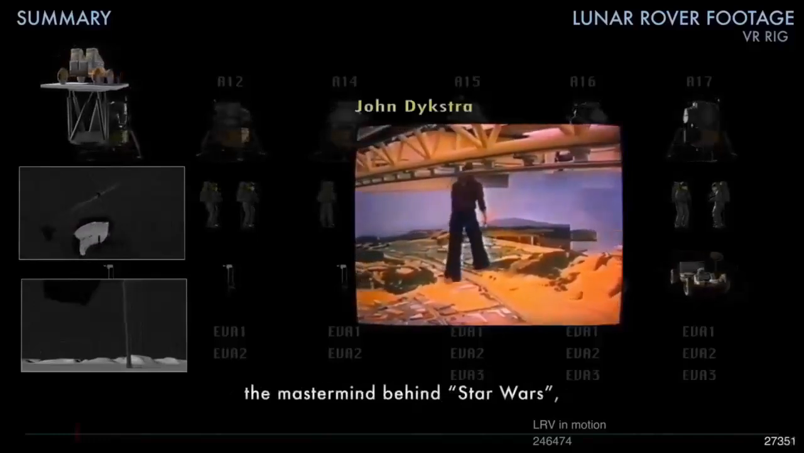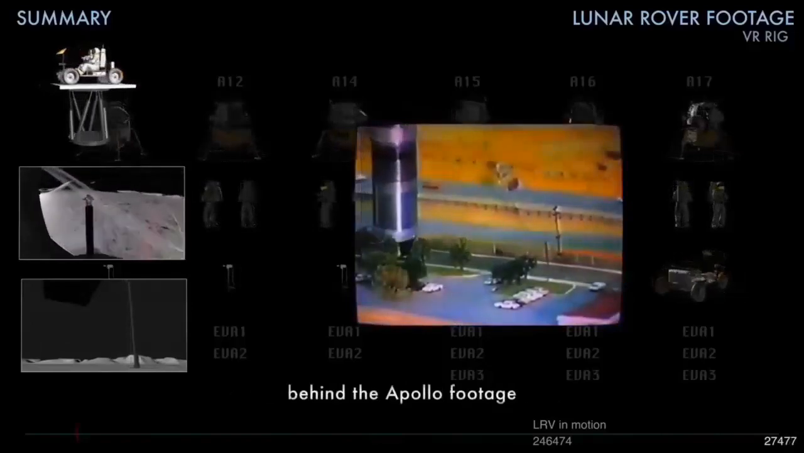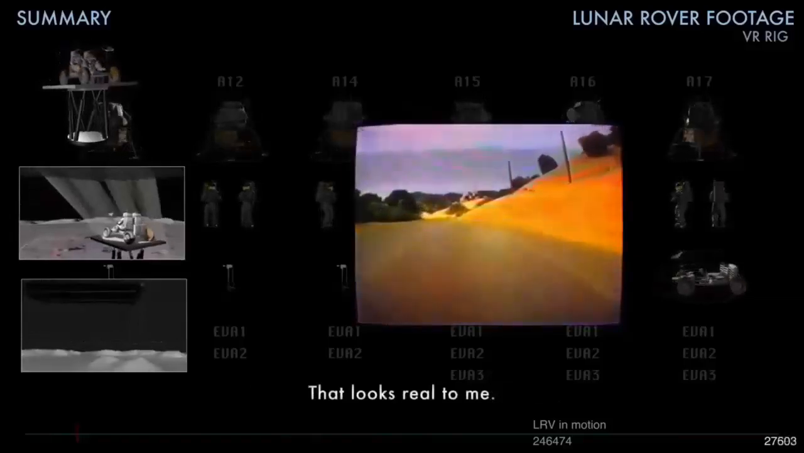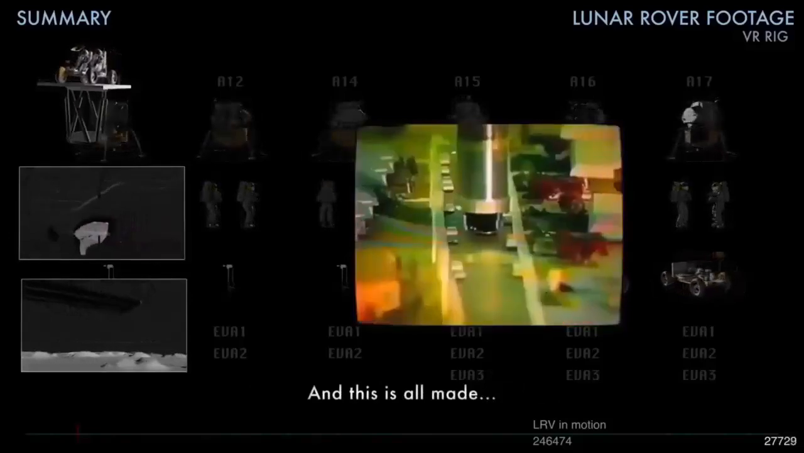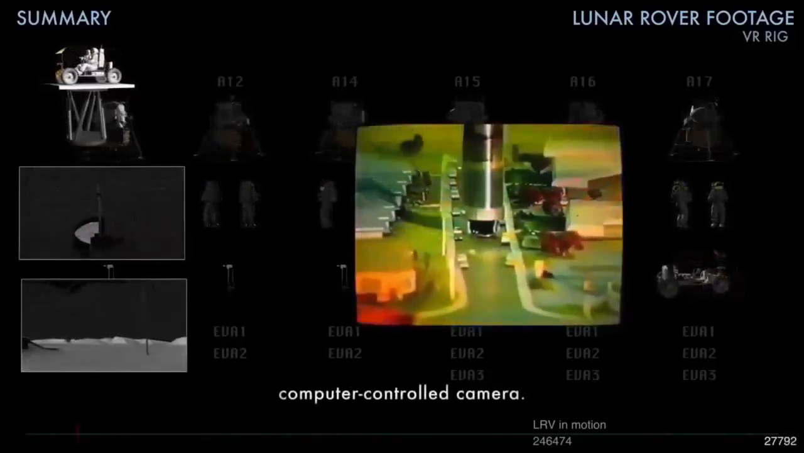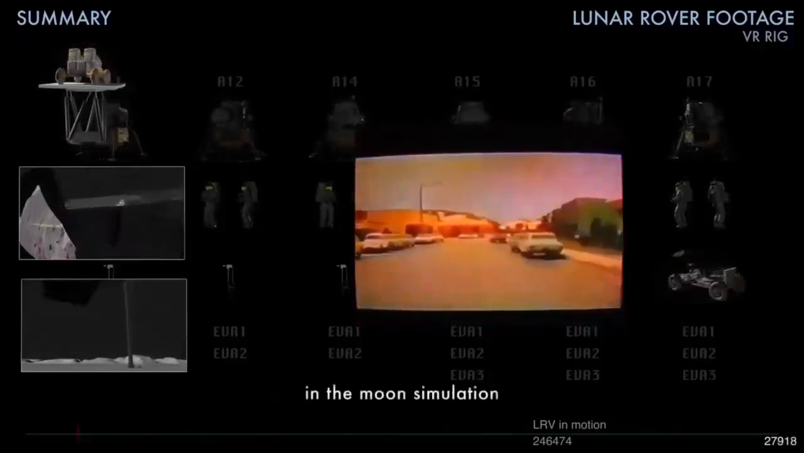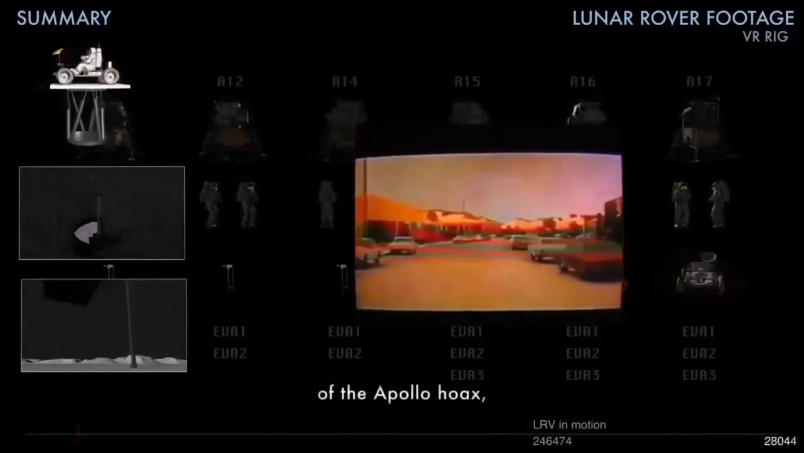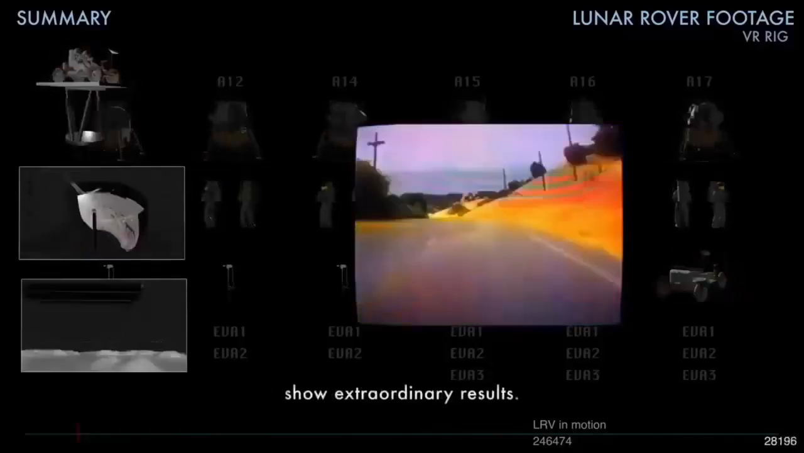This is John Dykstra, the mastermind behind Star Wars, who trained under the mastermind behind the Apollo footage, who I claim was the mastermind. But look at this incredible footage. That looks real to me. And this is all made from computer-controlled cameras and a tiny, tiny model. I believe they used larger models for the moon simulation of the Apollo hoax. But these tiny models show extraordinary results.